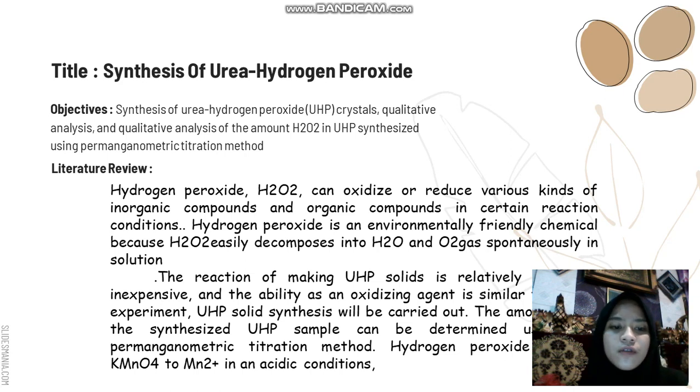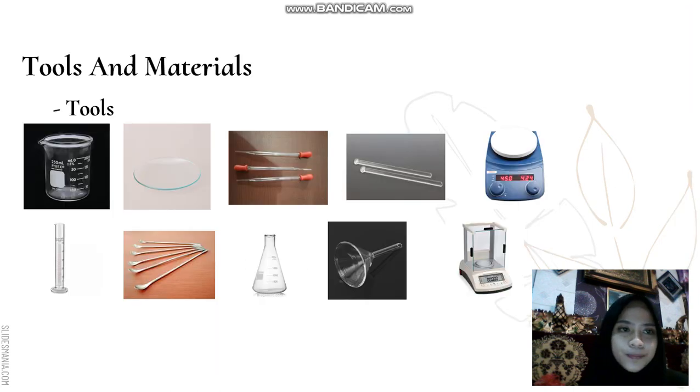The amount of hydrogen peroxide in the synthesized urea-hydrogen peroxide samples can be determined using the permanganometric titration method. Hydrogen peroxide reduces potassium permanganate in acidic conditions.